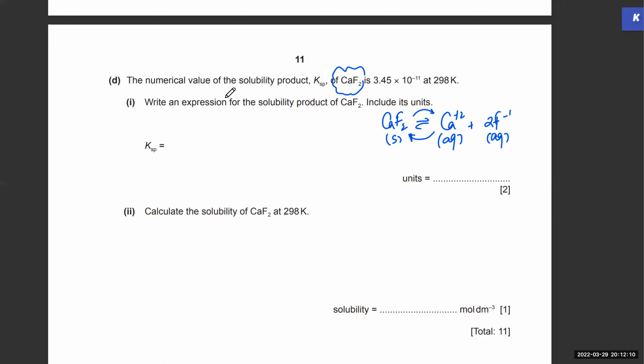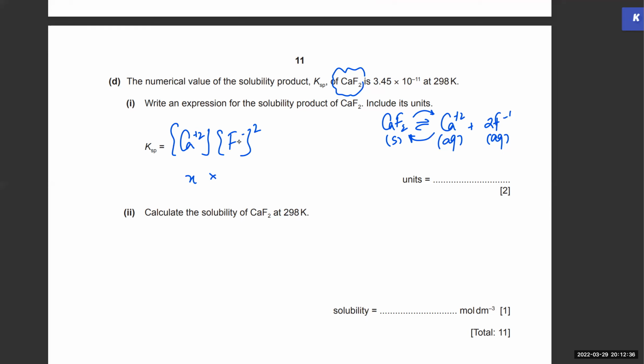So you have to write an expression for the Ksp value. It's going to be product concentration, so the calcium ion concentration and the fluoride ion concentration squared, divided by the reactant concentration. The reactant is a solid, and that's taken as a constant, so you don't write that. So this is the Ksp value. You have to write the units. It's concentration into concentration squared, so concentration cubed, which is basically mol per dm cubed, and that would give me mol cubed dm to the power minus 9.